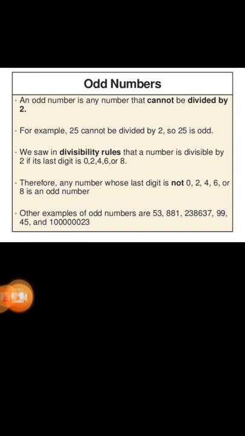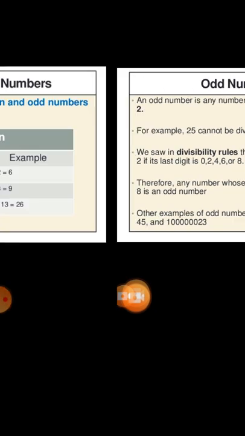Next, we discuss odd numbers. An odd number is any number that cannot be divided by 2. For example, 25 cannot be divided by 2, so 25 is an odd number. We saw in divisibility rules that a number is divisible by 2 if its last digit is 0, 2, 4, 6 or 8. Therefore, any number whose last digit is not 0, 2, 4, 6 or 8 is an odd number. Here we have some examples of odd numbers.